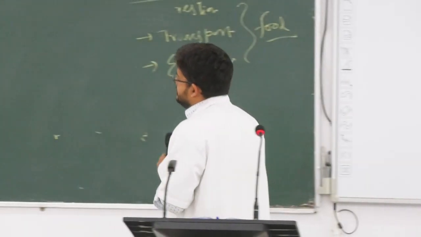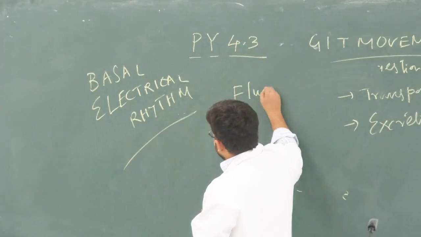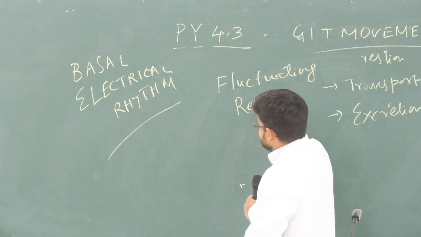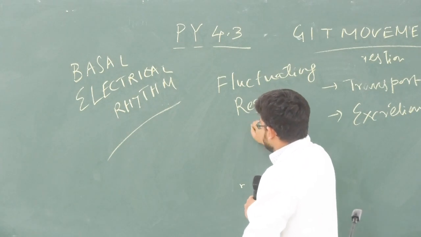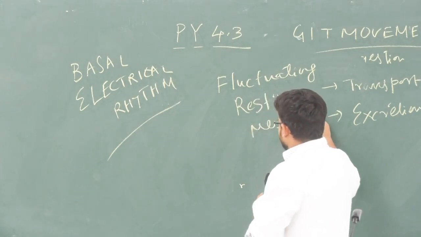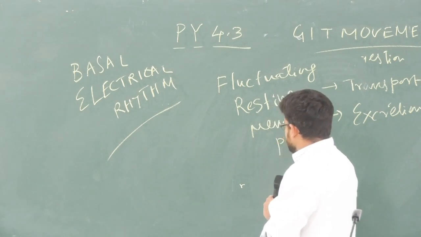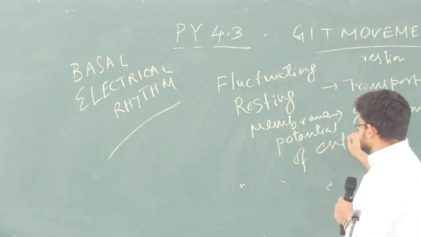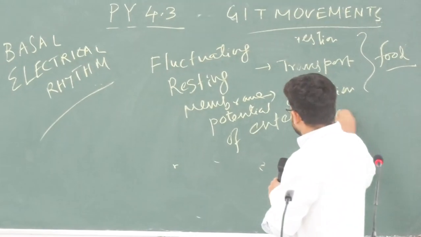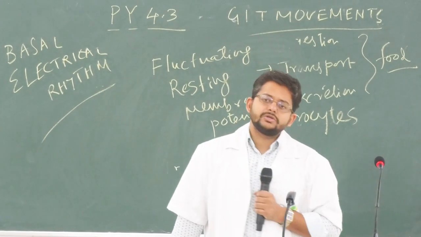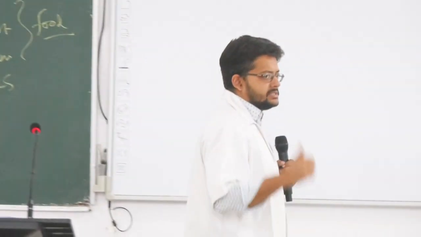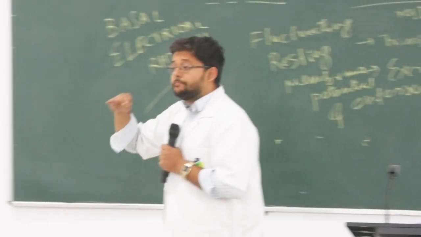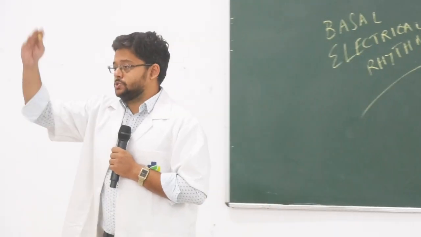বেসাল ইলেকট্রিক্যাল রিদম এটা হচ্ছে fluctuating resting membrane potential of enterocyte, বা তুমি বলতে পারো যে জিআই সিস্টেমে যে সেলগুলো রয়েছে তাদের fluctuating resting membrane potential is basal electrical rhythm. Why fluctuating? Because the baseline of this RMP, it fluctuates.